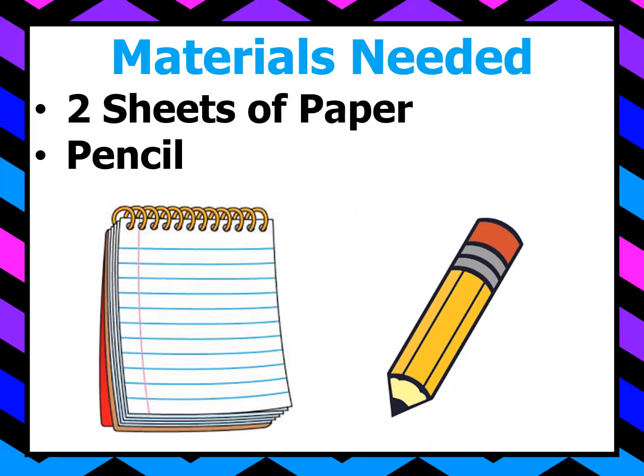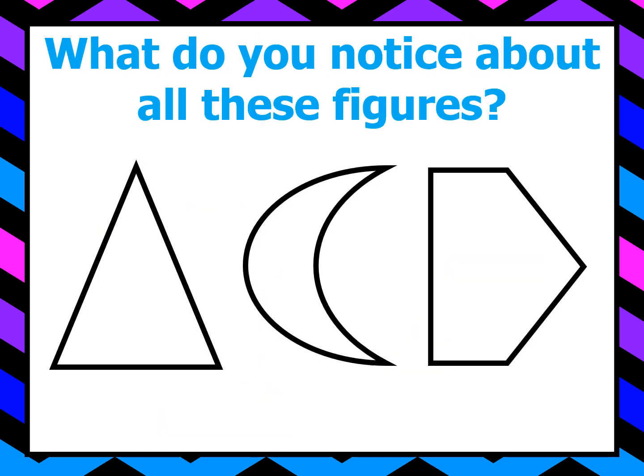The materials needed for this lesson are going to be 2 sheets of paper and a pencil. Before I actually begin this lesson, I want you to look at these figures and ask yourself, what do all these figures have in common? I'll give you about 15 seconds to think about that question. Go! Okay, when looking at these figures, I notice that all these figures have exactly one line of symmetry.